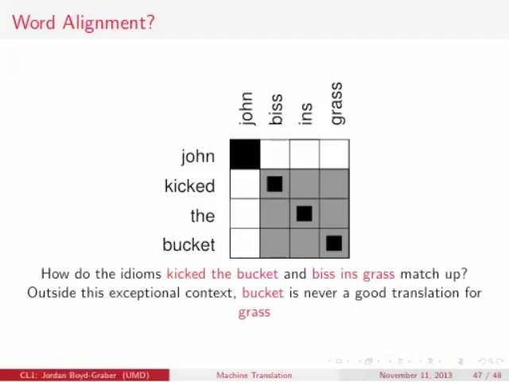And if you literally align these words, you'd have that glass is being aligned with bucket. And obviously, that isn't a good translation. These things only make sense when you consider these as whole phrases in translating the entire idiom. And so this is what later models do. And if you want to find out more about this, please take the next sequence of computational linguistics, where you'll talk about some of these phrase-based models for machine translation.